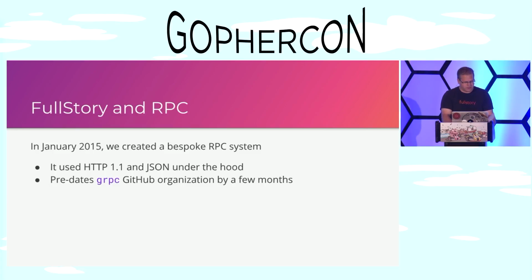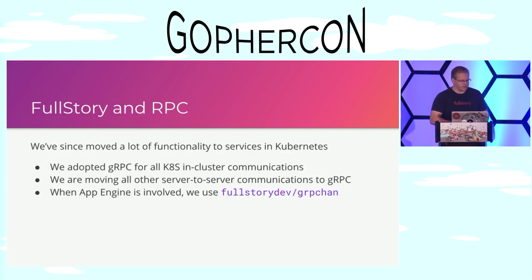So if we fast forward to a couple years, we've actually adopted gRPC in a lot of places. We've moved a lot of functionality off of App Engine into Kubernetes. New stuff we build, we use Kubernetes services, and we use gRPC to connect all of our microservices running in Kubernetes. We do still have some code using that bespoke RPC system I described, but we're in the process of moving all those to gRPC as well.